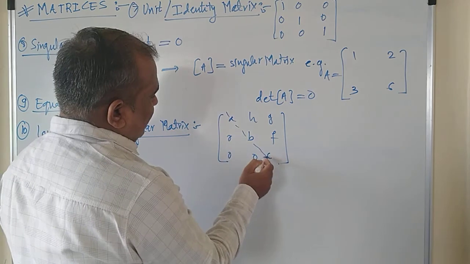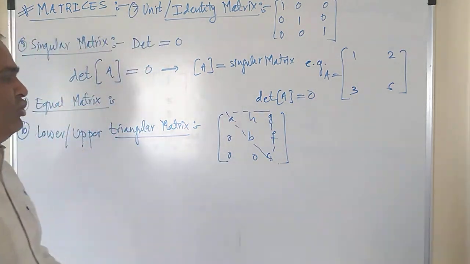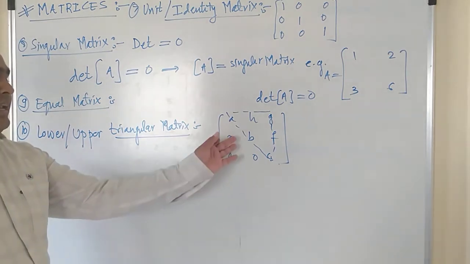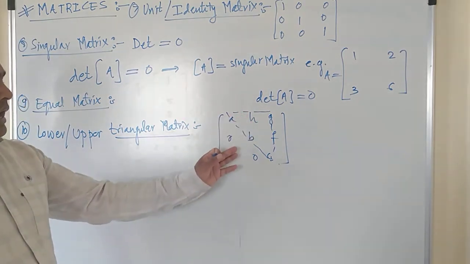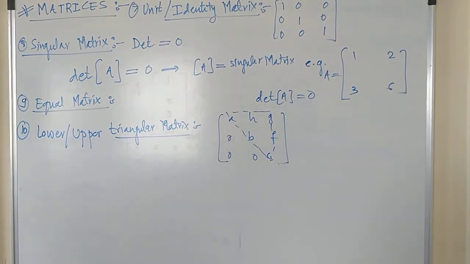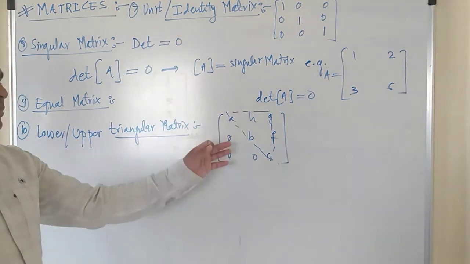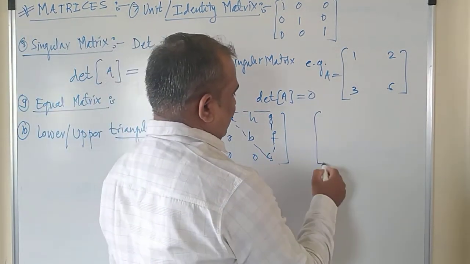That means only upper elements are non-zero. Upper triangular elements are non-zero, and lower triangular elements are 0, then this is called a lower triangular matrix, right? The opposite case is the upper triangular matrix. So I think you can understand with the same example.